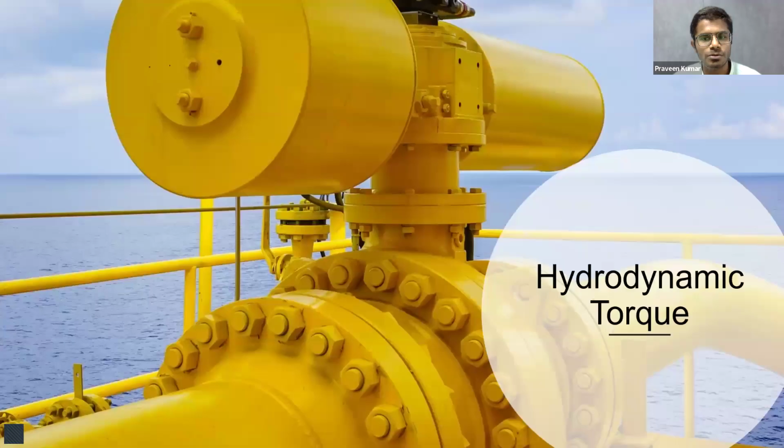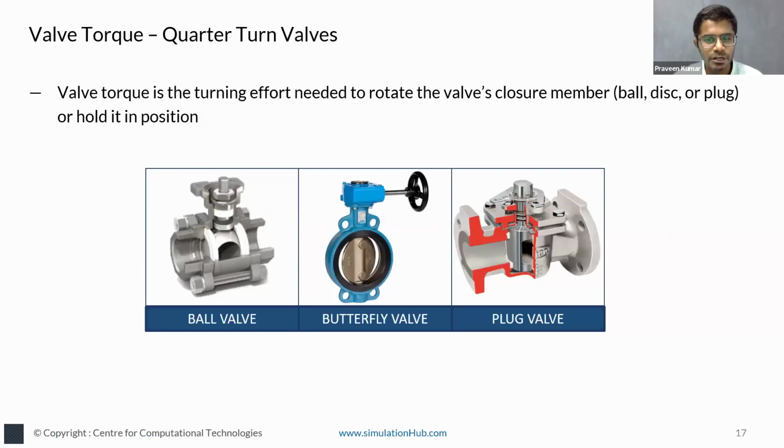Okay. So with that, the second week session starts. Hydrodynamic torque. Hydrodynamic torque is more applicable and relevant to quarter turn valves. So, valve torque before hydrodynamic torque. Valve torque is the turning effort needed to rotate the disc or ball or plug, the closure member. The effort needed to rotate or hold it in some position. So that is the valve torque.